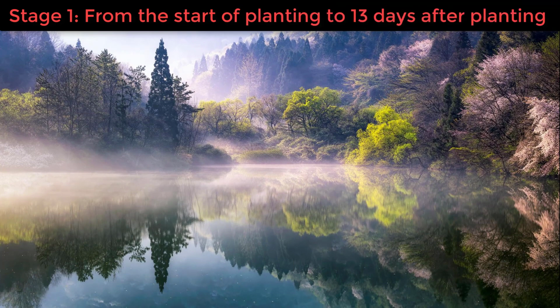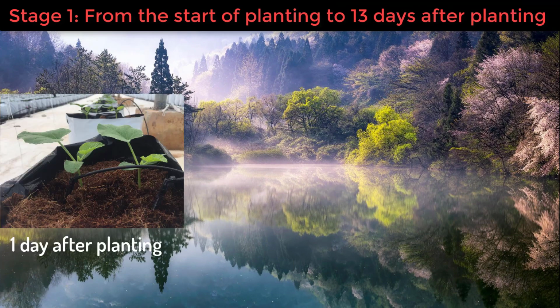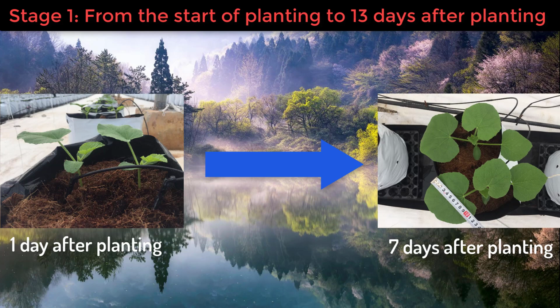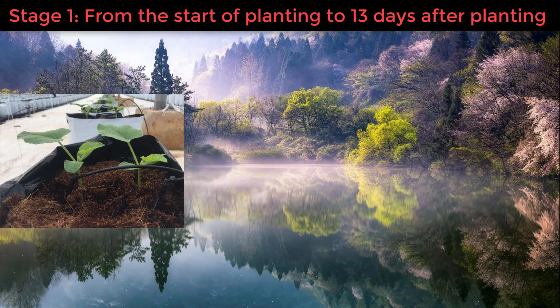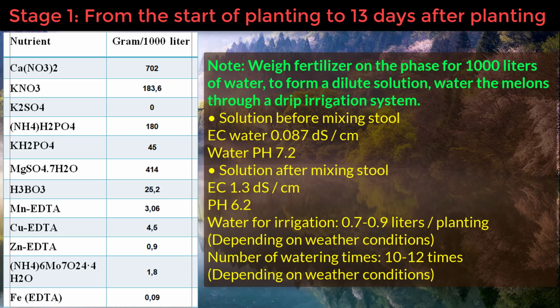Stage 1. From the start of planting to 13 days after planting: 1 day after planting to 7 days after planting. Note: wet fertilizer on the face for 1,000 liters of water to form a dilute solution. Water the melon through a drip irrigation system.